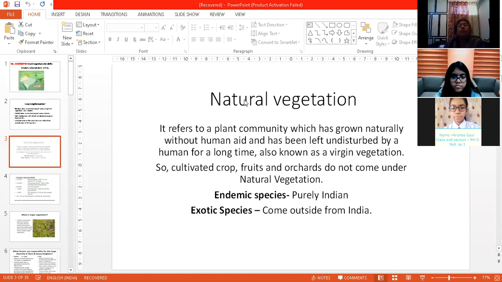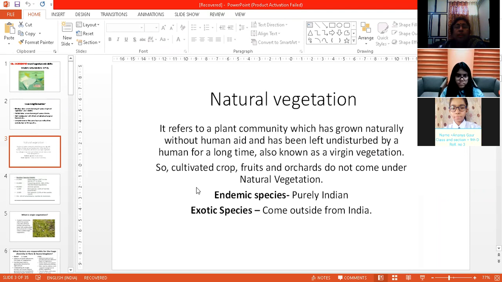First of all, let's know about what is natural vegetation. It refers to the plant community which has grown naturally without any human aid and has been left undisturbed by human beings for a long time. This type of vegetation which has not been interfered by human beings is known as virgin vegetation. So, according to this, cultivated crops, fruits, orchards, etc., do not come under natural vegetation.